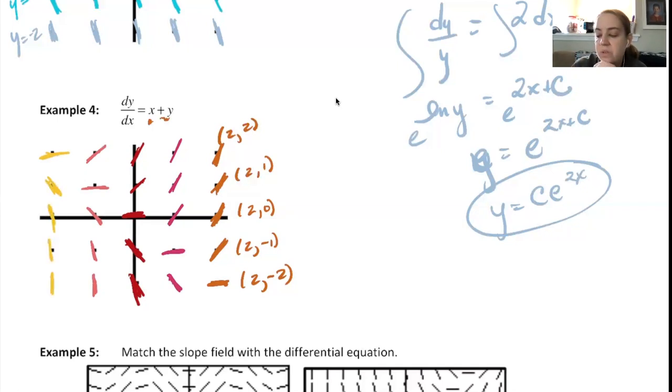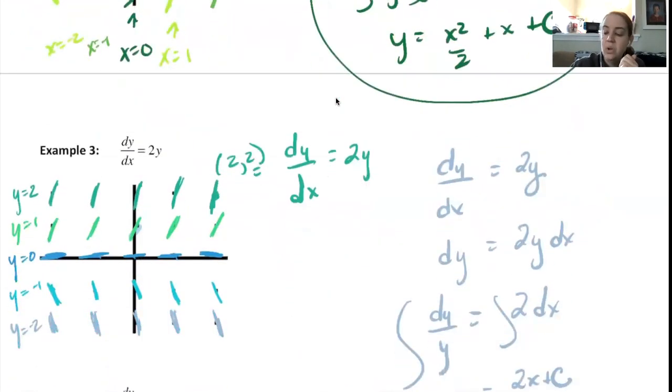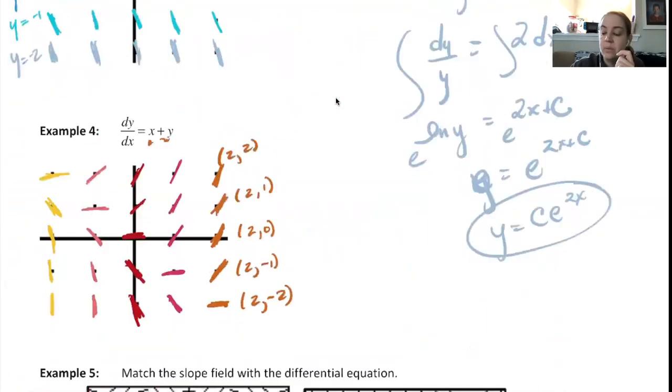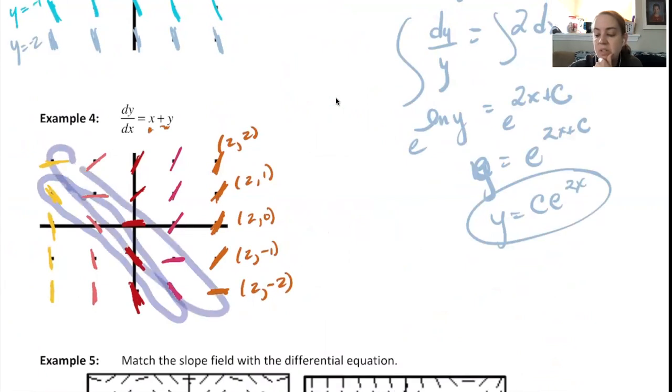So again, those 3s and 4s start to look vertical. So this time there is a pattern, but instead of it being vertical, like it was in example 2, or horizontal, like it was in example 3, this time along the diagonal, we have matching slopes. So there's a slope of -1, there's my slope of 0, there's my slope of 1.